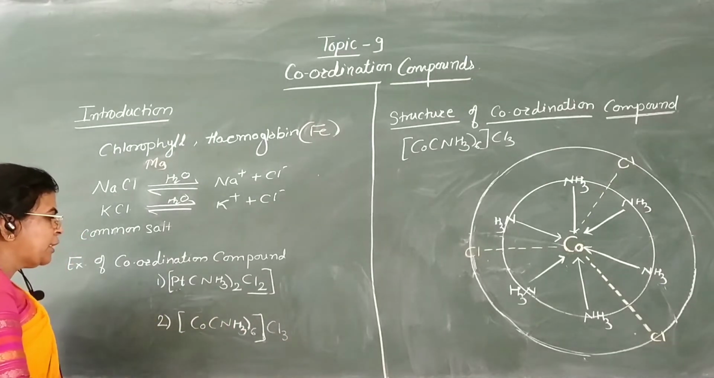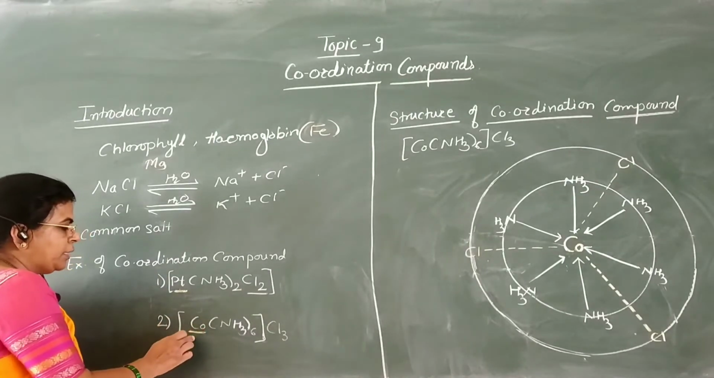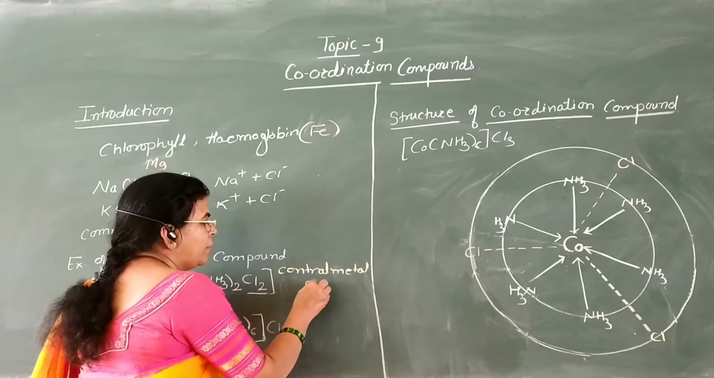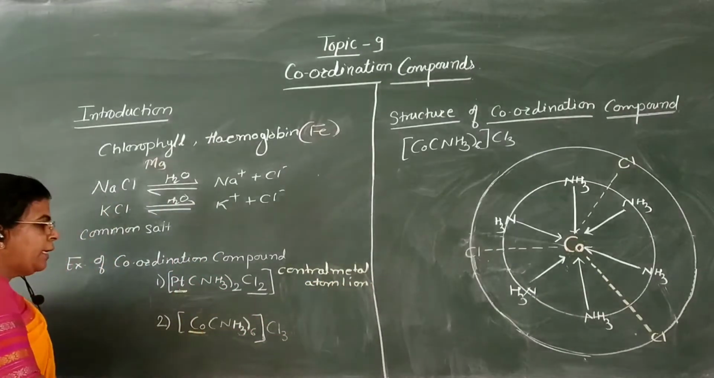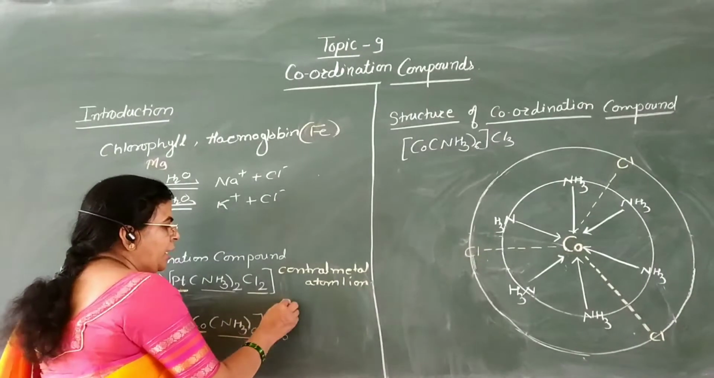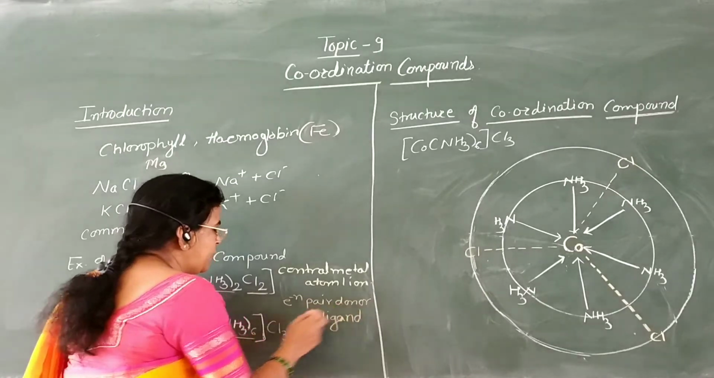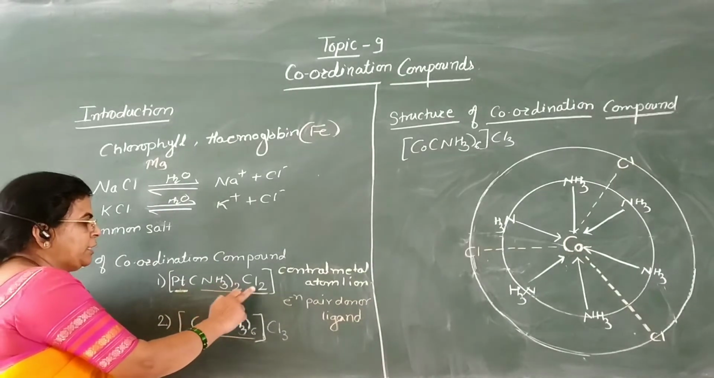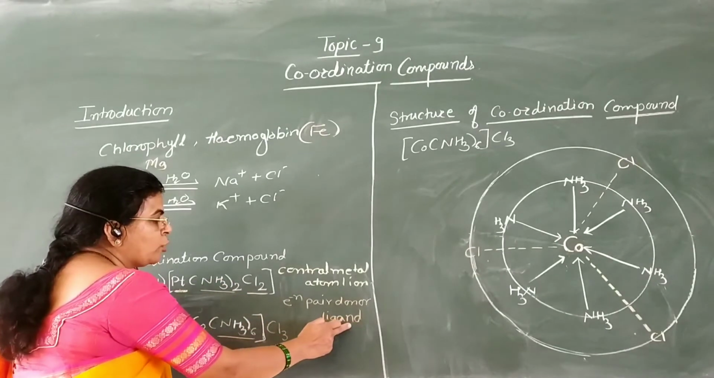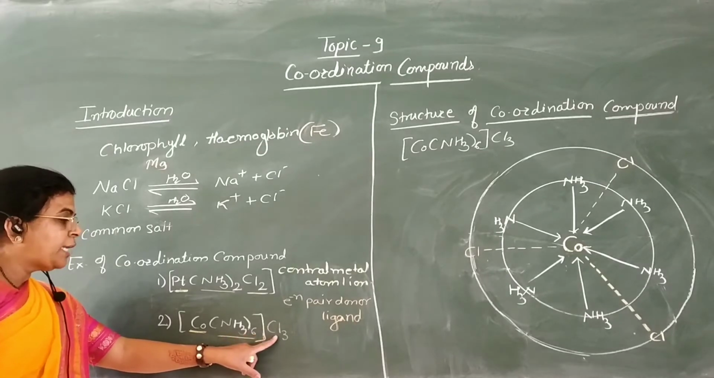Now these coordination compounds possess Pt, in this example platinum, and in this example cobalt. These two are the central metal atom or ion. Then NH3 or Cl, these are electron pair donor ligands. These ligands, NH3 or Cl, donate a lone pair of electrons to the central metal atom or ion, and therefore they are called electron pair donor ligands. Now this is the structure of a coordination compound, and this Cl3 is a counter ion which satisfies the primary valency of cobalt.